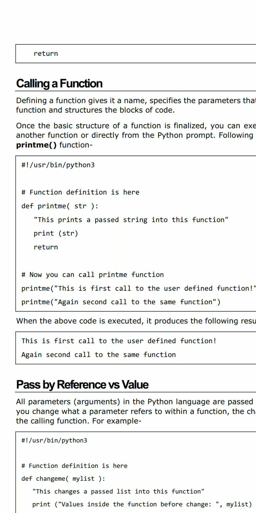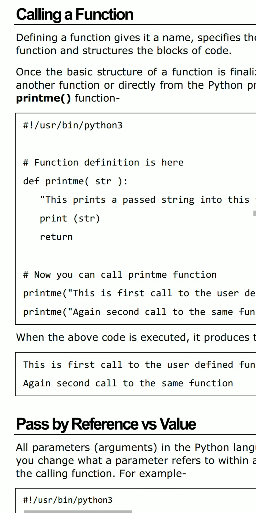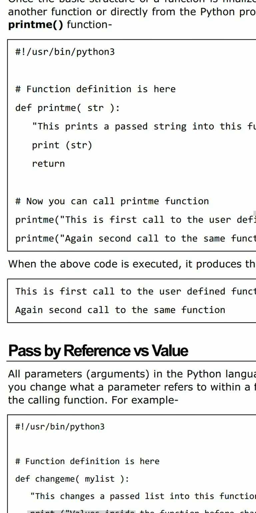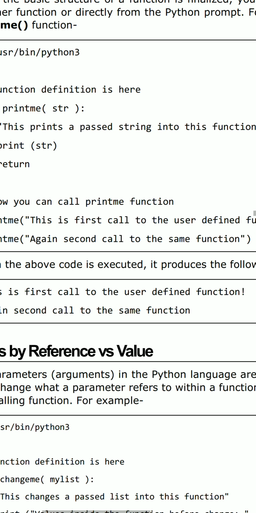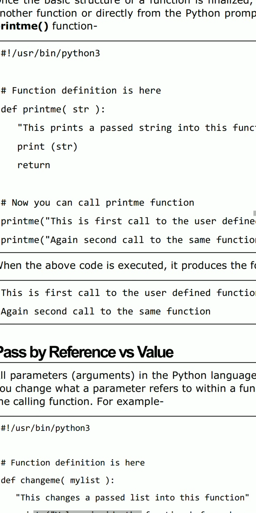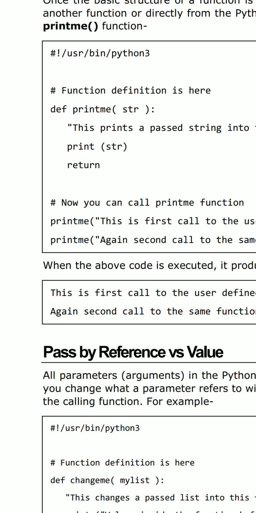And next, we have how to call a function. Defining a function means giving it a name, specifying the parameters, and structuring the block of code. Consider the following function. Here def is the keyword to create a function, and printme is my function name, and str is the parameter I have passed. Next I mention the open and close parenthesis, then the colon. Next, creating a print statement, which prints the passed string onto the output. Print of str prints some string onto the output.